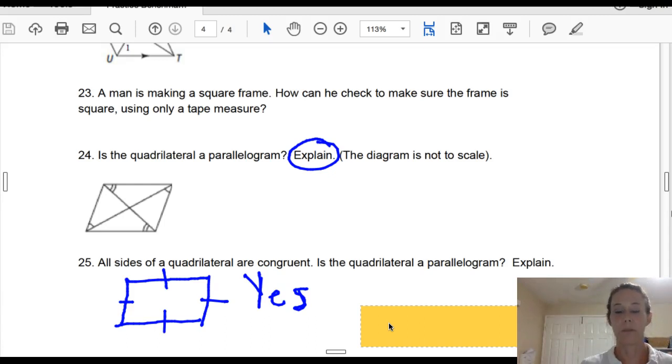So just state that theorem. More specifically, if they're all congruent, you have a rhombus. And if you can get the angles congruent, you can have a square. But you just need to answer that question and you're finished.